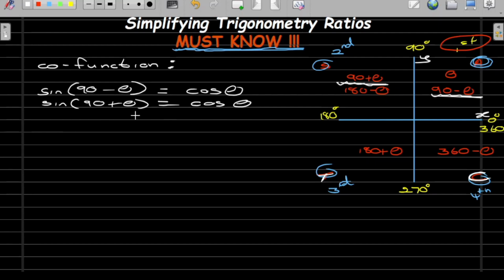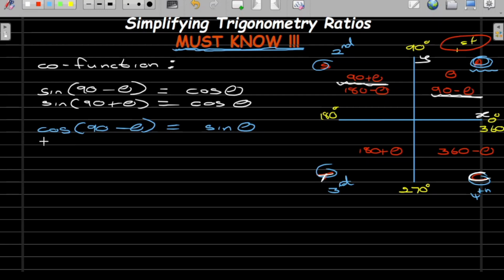Now let us work with cos. Let us say you are given cos 90 minus theta. Okay, cos 90 minus theta. What this is going to be equal to, you are going to look in the first quadrant where 90 minus theta is. You see that everything is positive, isn't that? So now it's just going to be sine theta. When you reduce it, it will be sine theta.